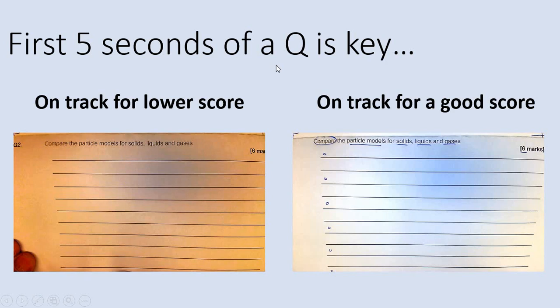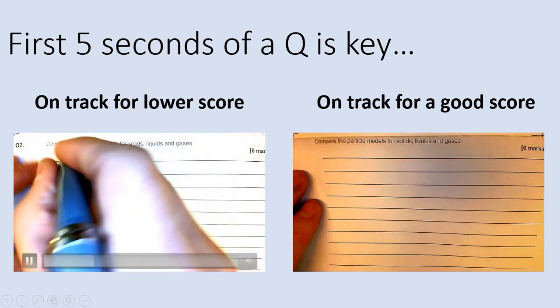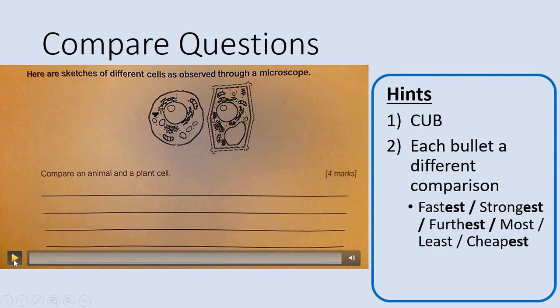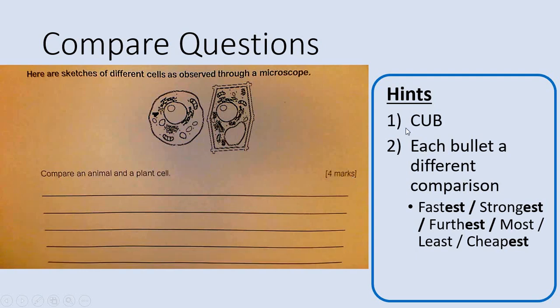So let's have a look at one of the questions. Here's a compare question, and we're going to press play and I'll let you listen to the commentary. Okay, look at the hints on the right hand side. We've got a number of these questions now where it will show you the question. There'll be a live answer. Remember, circle, underline, bullet. Each bullet needs a different comparison, and comparisons need comparative words. So which one is fastest, strongest, furthest, most or least or cheapest? These are all comparative words.